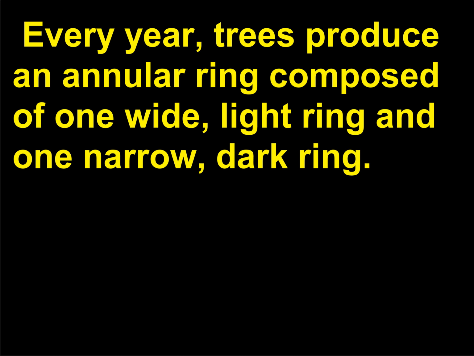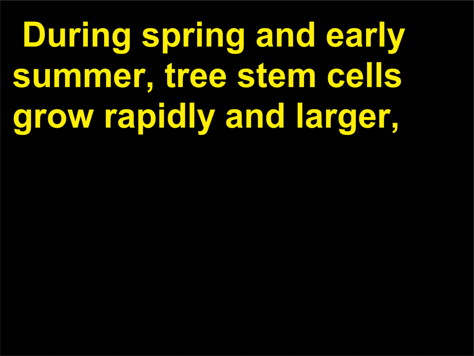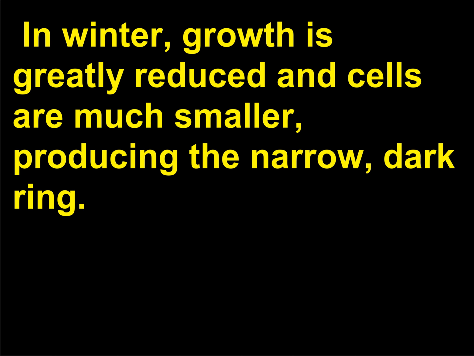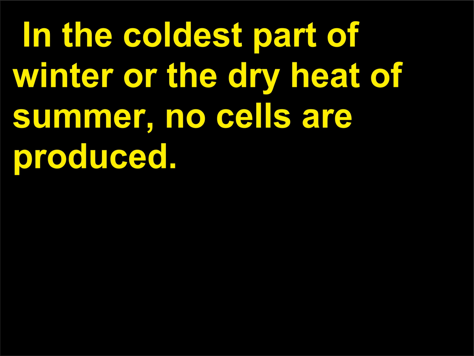During spring and early summer, tree stem cells grow rapidly and larger, thus producing the wide, light ring. In winter, growth is greatly reduced and cells are much smaller, producing the narrow, dark ring. In the coldest part of winter or the dry heat of summer, no cells are produced.